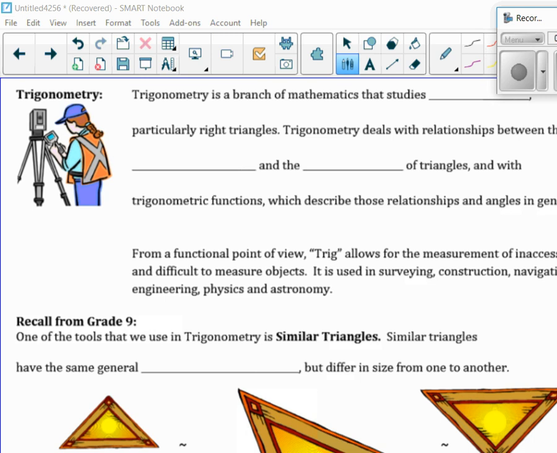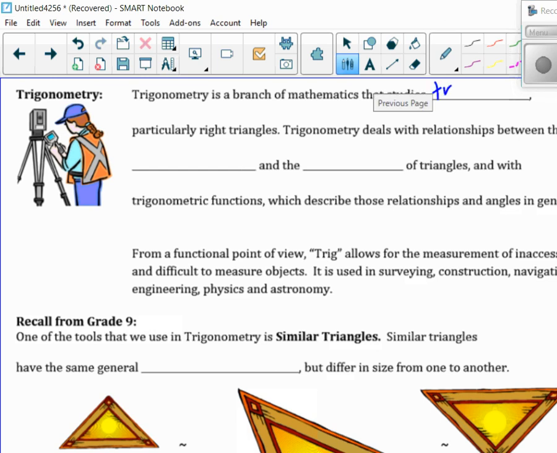Okay, trigonometry is the branch of mathematics that studies triangles. Particularly right triangles. We like right triangles. Trigonometry deals with the relationships between the angles. Don't spell it angels, it's angles. And yes, sides of the triangles.